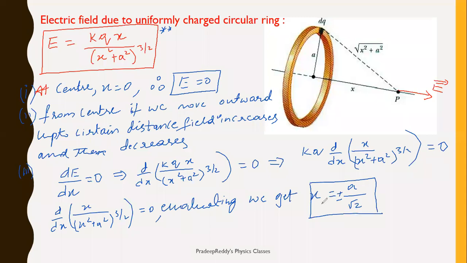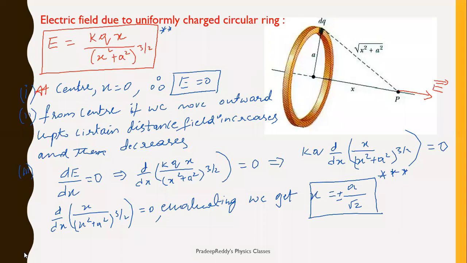Now that means when x is equal to a by root 2, till that particular value the field goes on increasing. Beyond that particular limit the field will decrease. So this is a very important conclusion you should remember. From the center, if you are going outward till x is equal to a by root 2, the field value increases, and beyond that value the field decreases, and that can be seen in the graph like this.